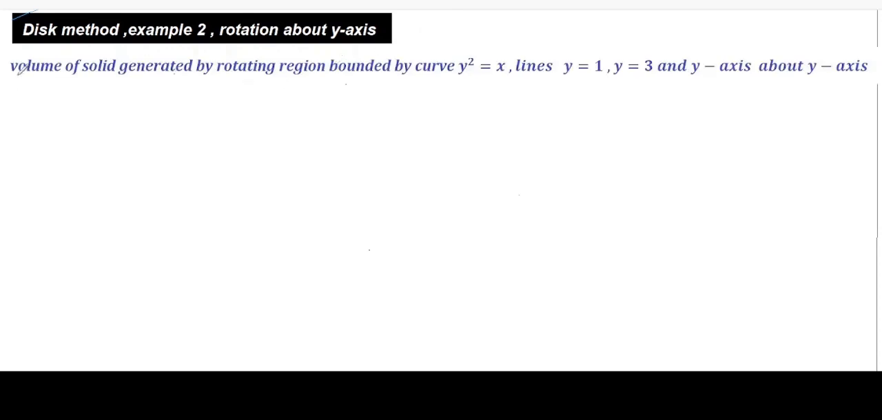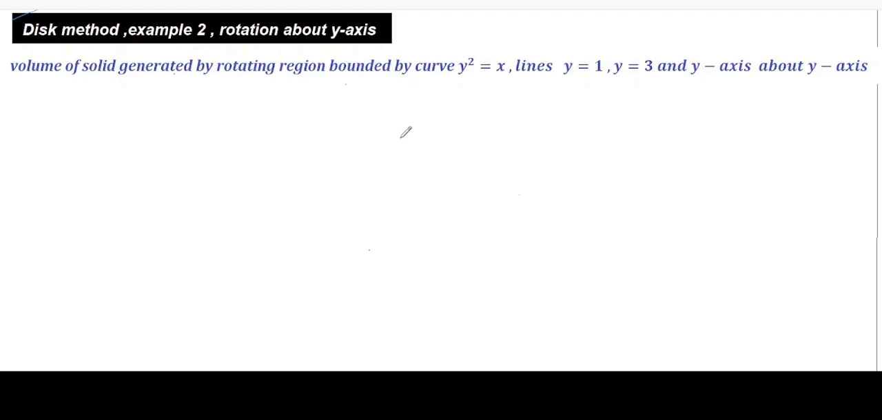That is, we need to find the volume of the solid generated by rotating a region bounded by the curve y square is equal to x, lines y is equal to 1, y is equal to 3 and the y-axis, and the region is rotated about the y-axis. So first again we have to draw all the lines and the curve, and we have to identify the region bounded between them. And then we are going to rotate that region about the y-axis to generate the solid.